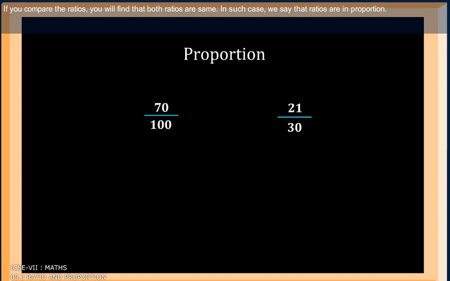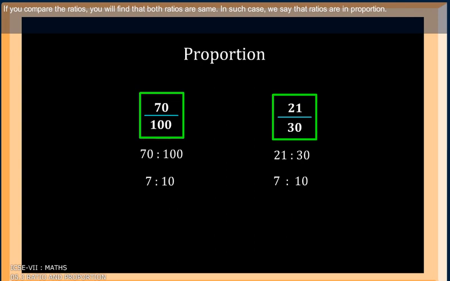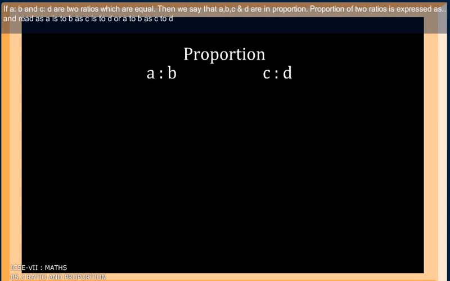If you compare the ratios, you will find that both ratios are same. In such case, we say that ratios are in proportion. If A is to B and C is to D are two ratios which are equal, then we say that A, B, C and D are in proportion.